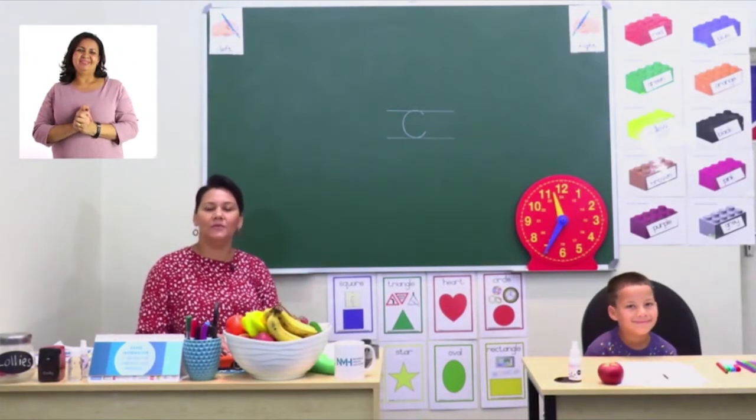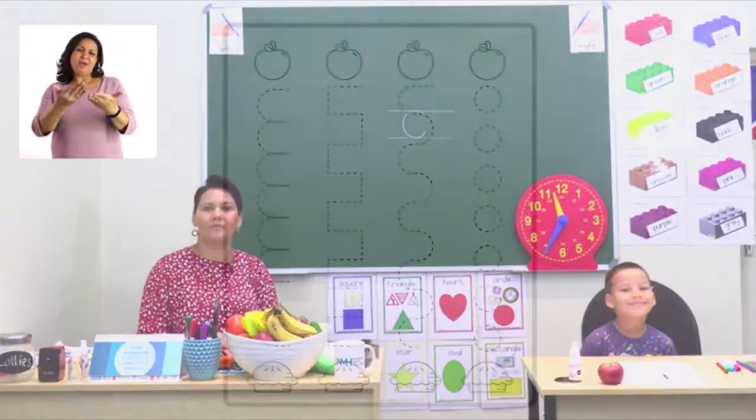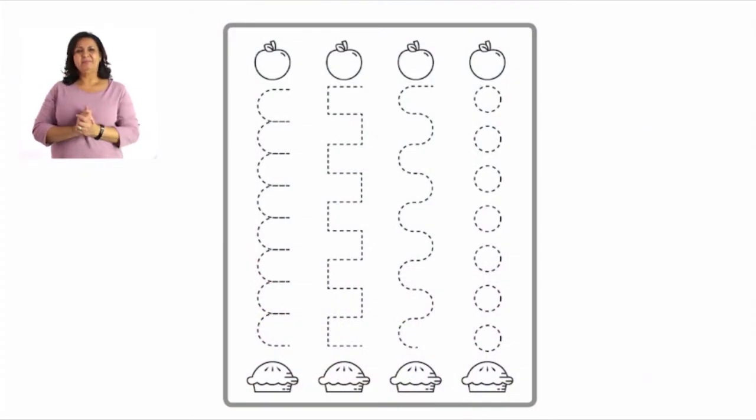Now, let's move on to page 20 of your workbook. I don't know if you have smelled apple pie before, but apple pie smells so nice. So let's color all the apples the colors that you would like. Maybe green, red or yellow.